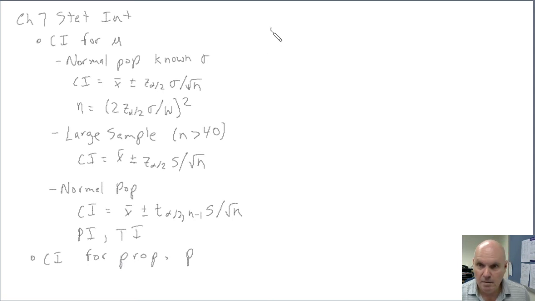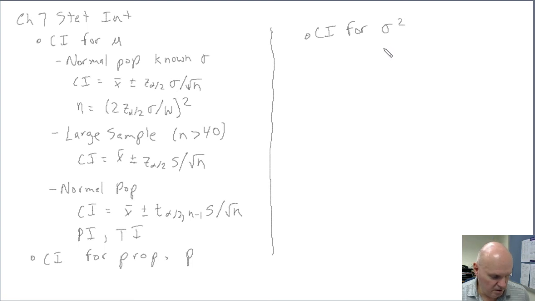And then finally, we looked at, in this chapter, a confidence interval for the variance or the standard deviation. The confidence interval for the standard deviation would just be the square root of the confidence interval values for the variance. We only considered the one case here, the normal population. I think these formulas are on page 285 of the text.